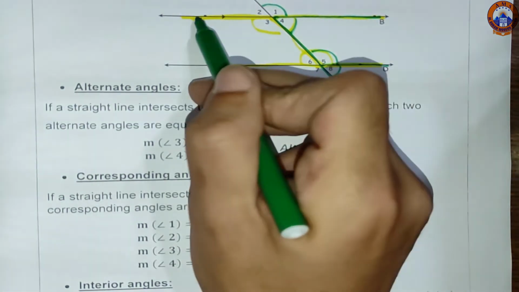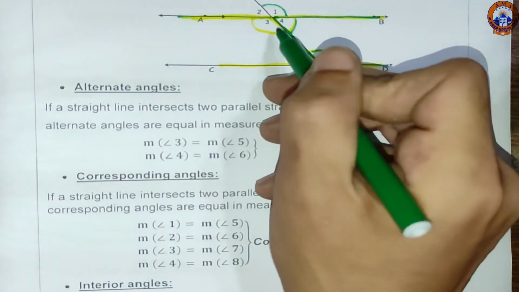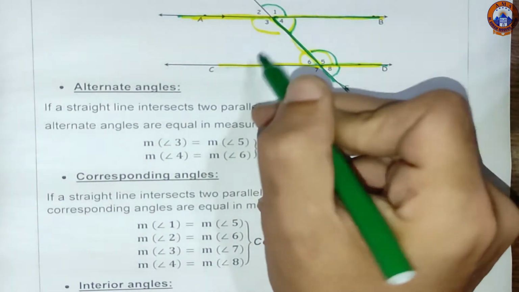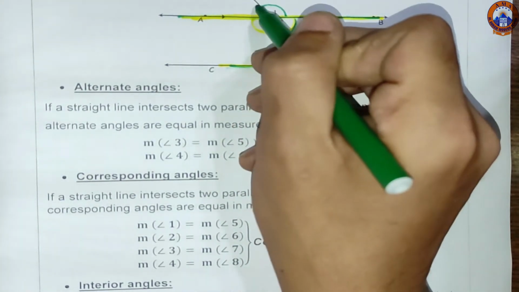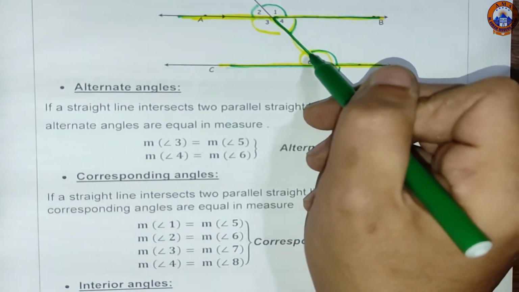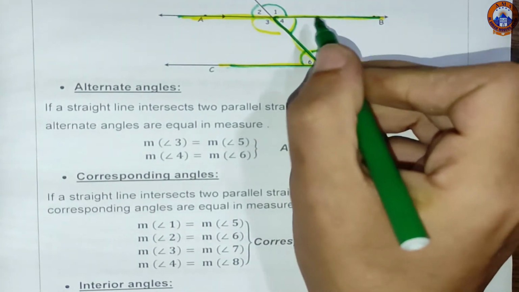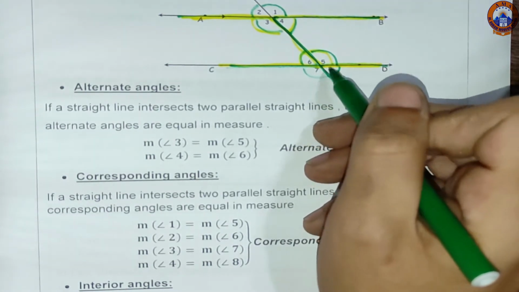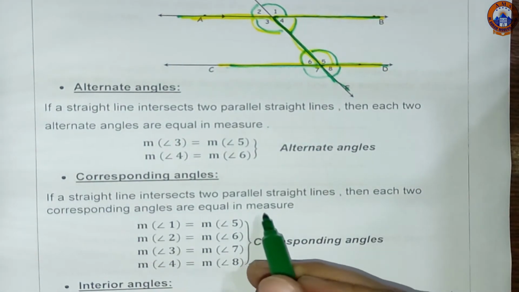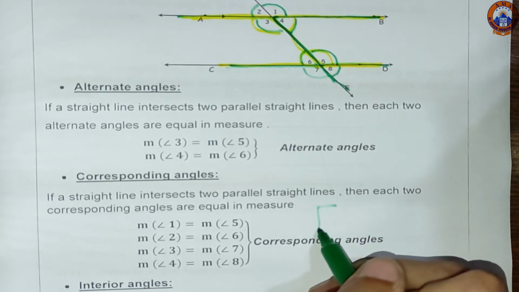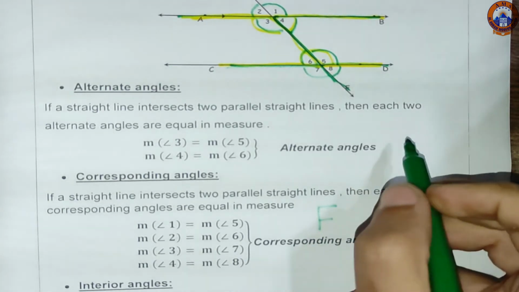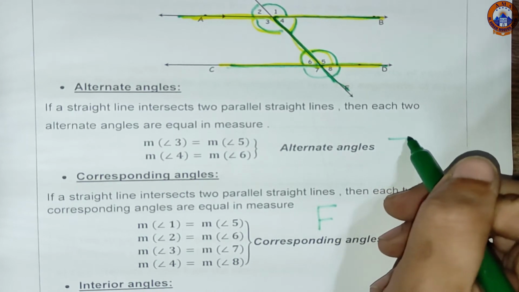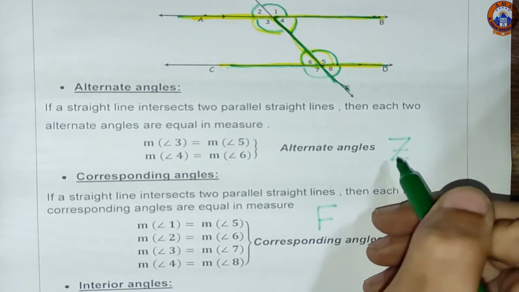And the F letter on the other side, so measure angle 2, which is up, is like measure angle 6, and measure angle 3 is like measure angle 7. And these are called corresponding angles. They are like the F letter. And as we said, alternate angles are like the Z letter.